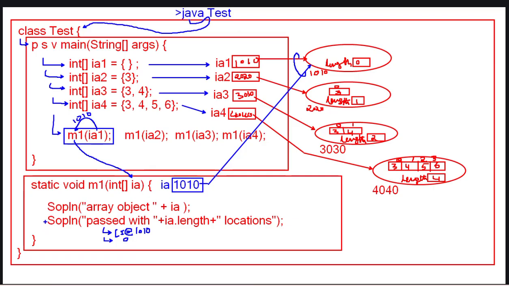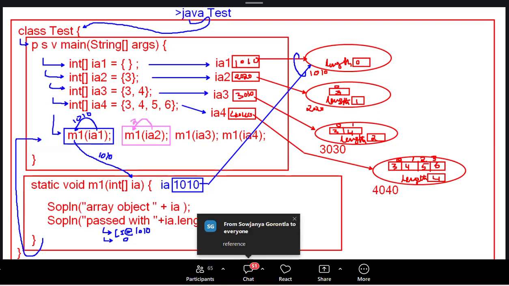Now after method execution completed, control comes back to the main method. Already explained one method, the second method you explained too. What happened for M1 of IA2? IA2 reference is passed. What is the IA2 reference? 2020.